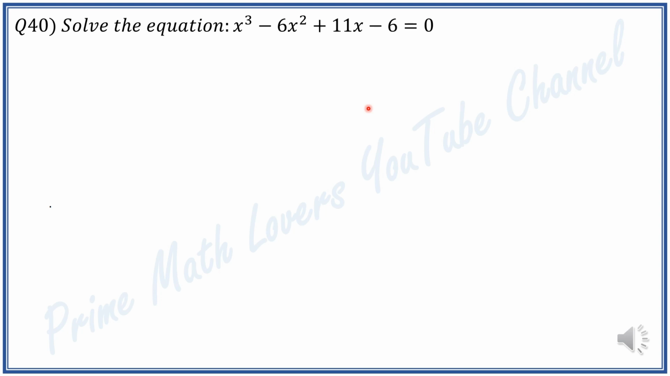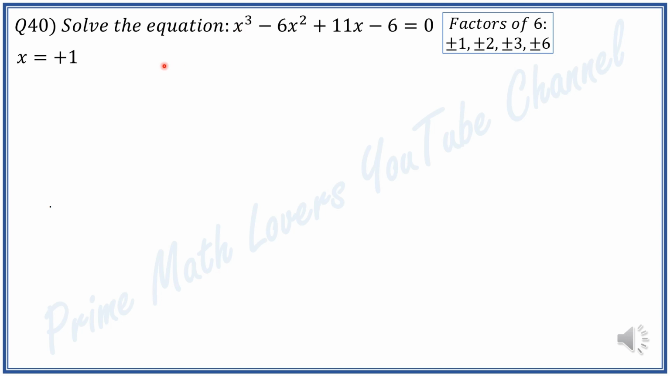We usually start by testing the integer factors of the constant term, which is 6, divided by the coefficient of the leading term, which is 1. So the factors of 6 are plus or minus 1, plus or minus 2, plus or minus 3, and plus or minus 6. The potential roots are these numbers. We start by checking x equal to positive 1 as a potential root.